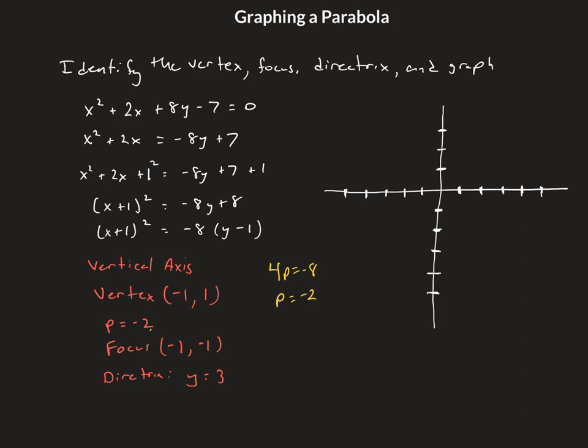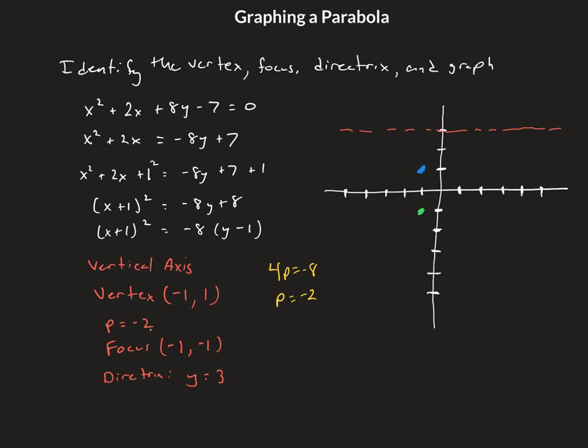So now what I'm going to need to do is sketch this thing. The first thing I want to do is locate the different points that we have. To start out with, I know the focus is at negative 1, negative 1. So my focus is going to be right here. I know in this case that the vertex is at negative 1, 1. So it's right here. And I also know on this problem that the directrix is y equals 3. So it's going to be this line right here. So there's what we have.